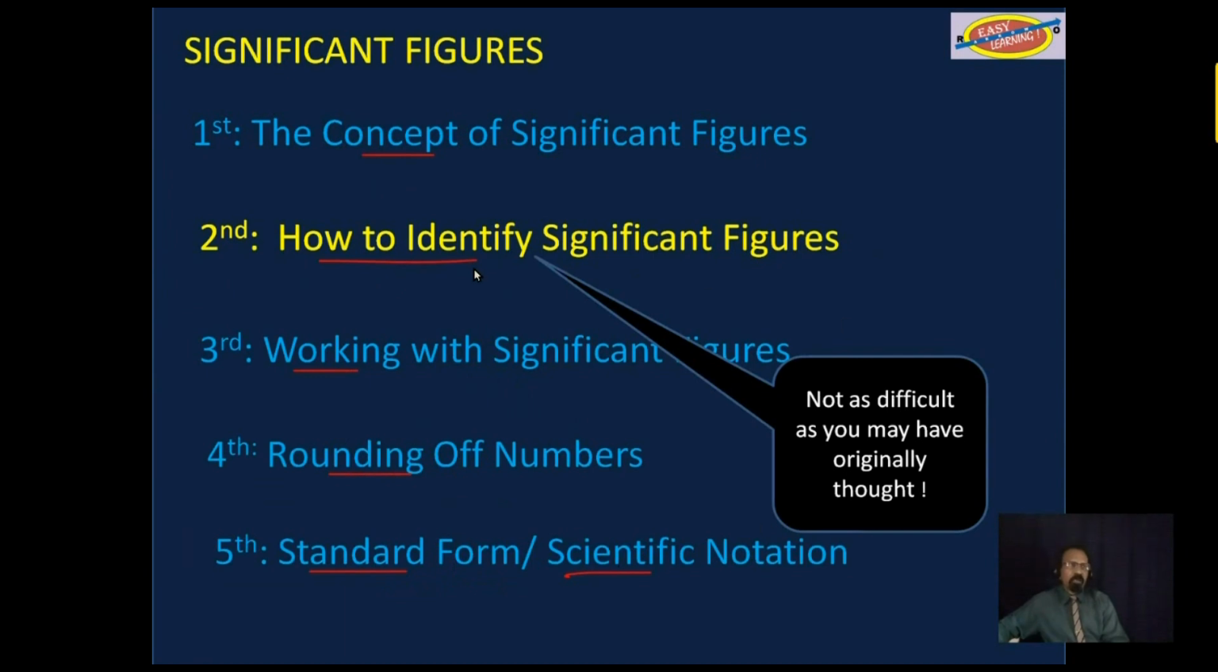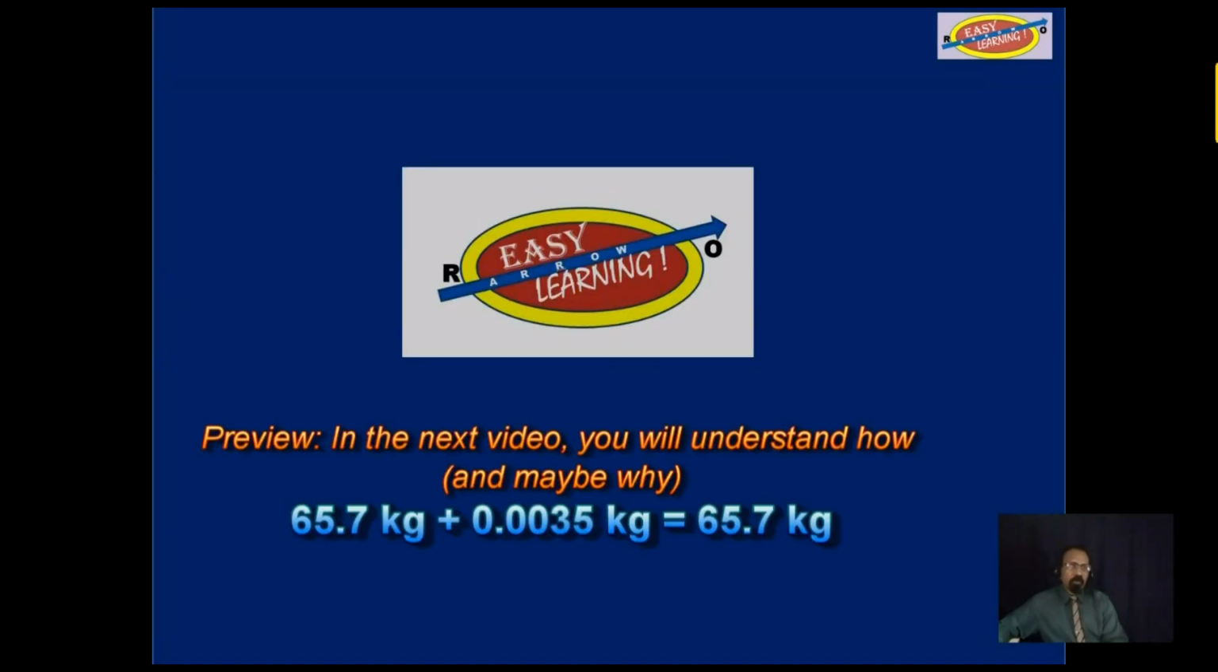Now, this video here, how to identify significant figures, we have 2 sets of rules. It is not as difficult as you may have originally thought. And that brings us to the end of this second video, identifying significant figures and uncertain digits.